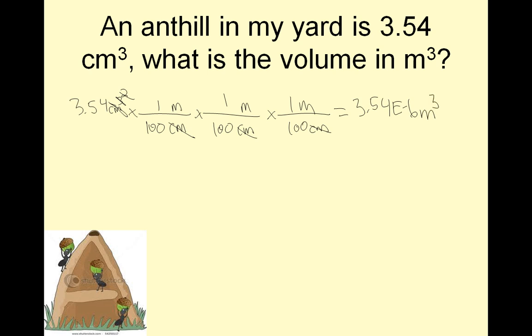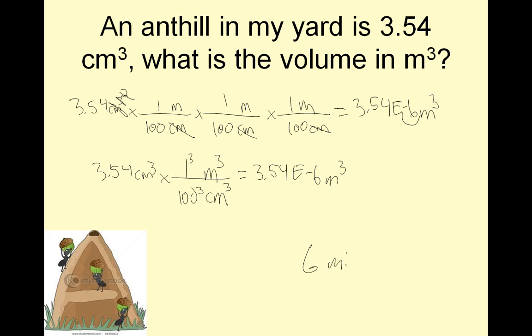So now, the shortcut for that is 3.54 centimeters cubed. If I wanted to do meters, I don't want to go into meters, I want to go to meters cubed. And I want to go into centimeters cubed. So if I'm doing that, I can then cube my numbers, and I will get the same answer of 3.54 E negative 6 meters cubed. And it's a good thing to know E negative 6 would be a millionth. So you should know sixes are million or millionth, and 9 is billion.